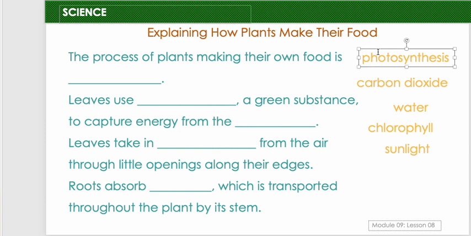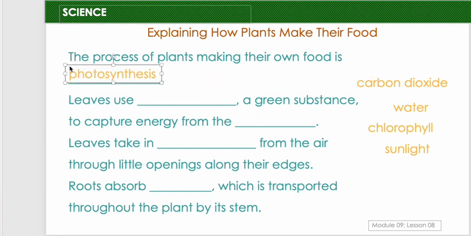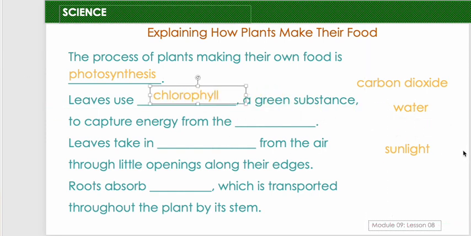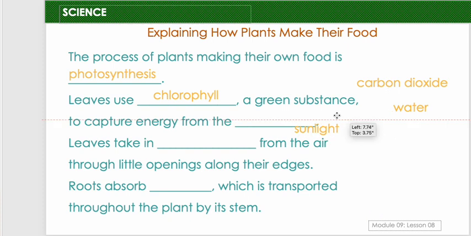Hopefully remember that the process of plants making their own food is called photosynthesis. So leaves use what, which is a green substance, to capture energy? What is that green substance? Hopefully we remember that it's chlorophyll, and they're getting that energy from the sun. Because if they're the leaves, they're getting energy from that sunlight.